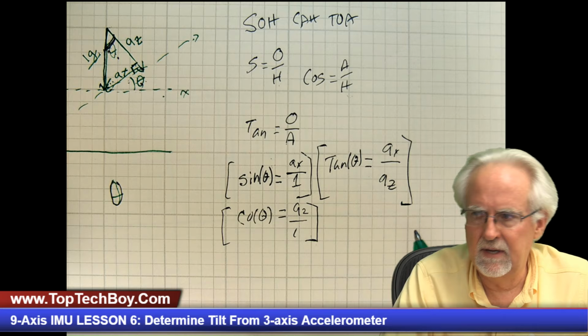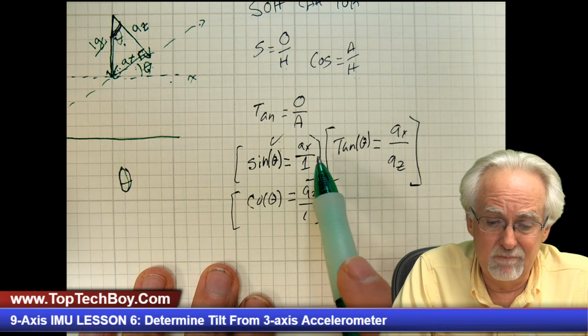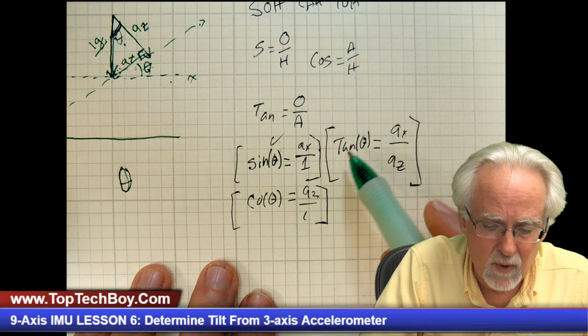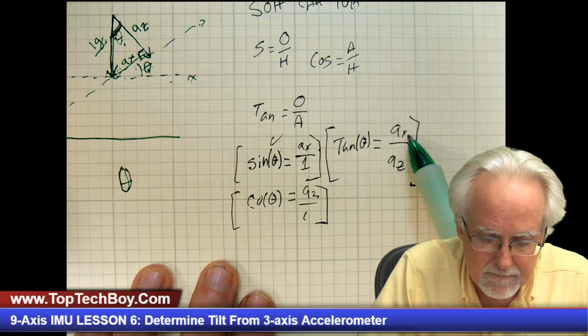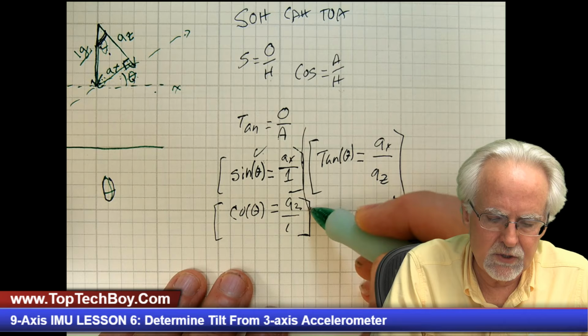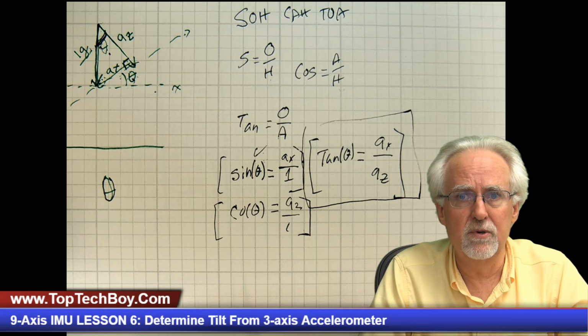So I could use this equation. Where do I get ax? Well, I measure it. That's coming off the accelerometer. We already know how to do that. Where would I get az? It's coming off the accelerometer too. I am measuring both AX and AZ. I'm not even using AY yet. Now, it just turns out that this one works the best because it gives you a more stable answer as you're approaching some of the different angles, but you could use any of them.